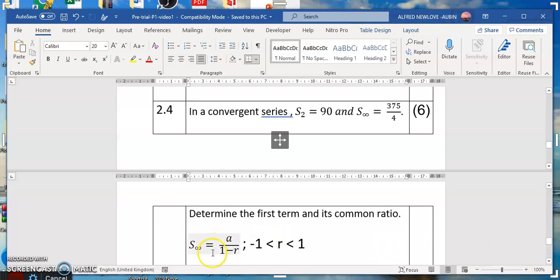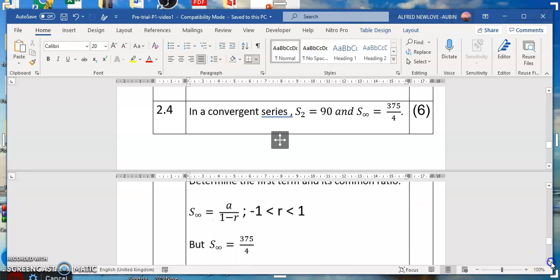Okay. We know that the sum to infinity is given by this, and you find it in the formula sheet. Then this one is also determined when a series converges, because in the question it says the series converges. So for a series to converge, the r must lie between -1 and 1. Then sum to infinity was also given in the question as this. If you check the question.